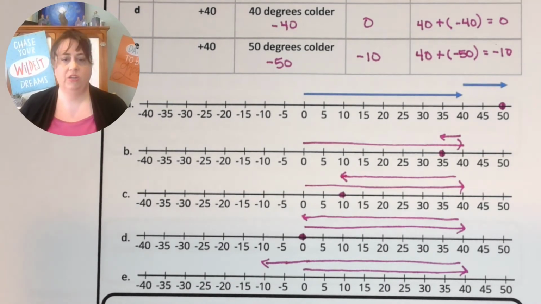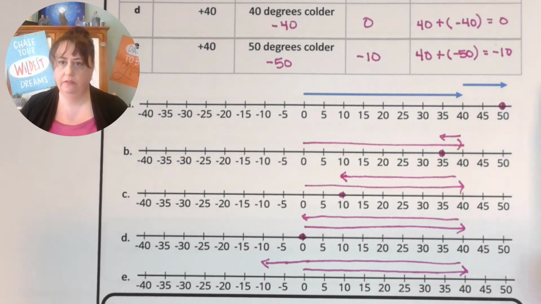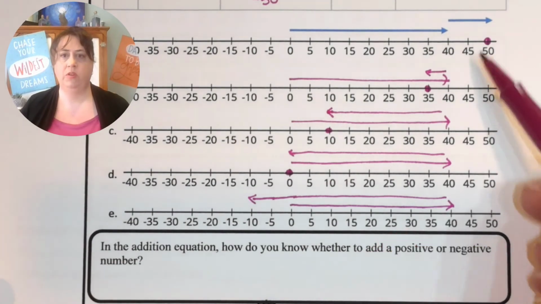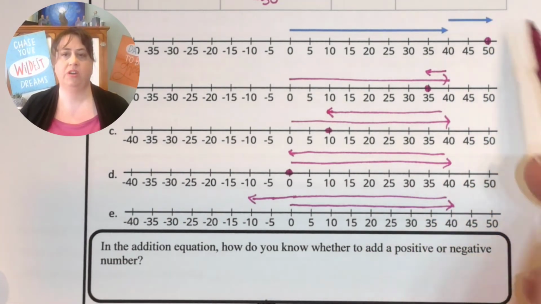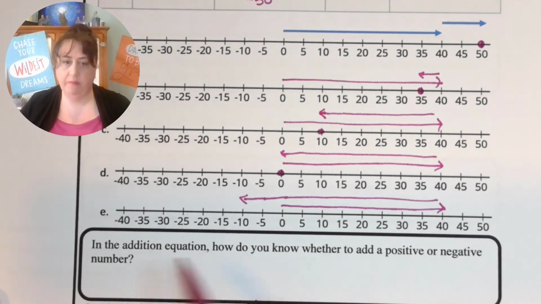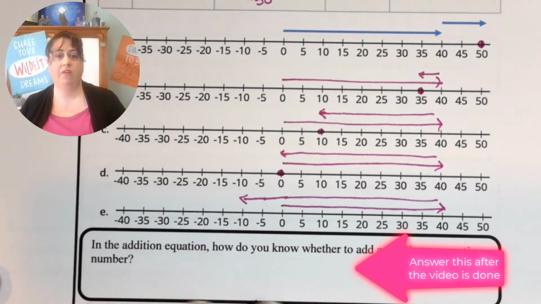So in the addition equation, how do you know whether to add a positive or a negative number? How did you know if you were going to add or subtract, basically? In the addition equation, when did we add positives? Well, it was only one time. What was happening to the temperature here? The temperature was getting warmer or increasing, and we added negative numbers when the temperature was decreasing or getting colder. So go ahead and fill in your answer here.